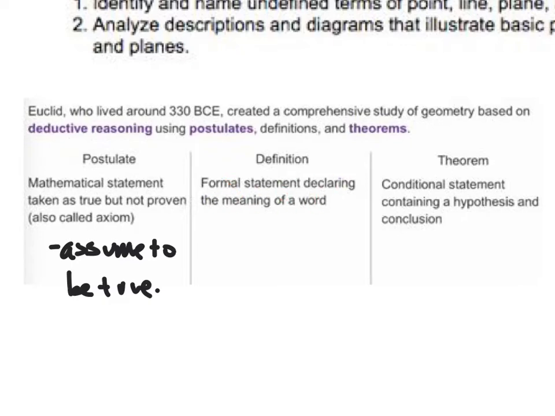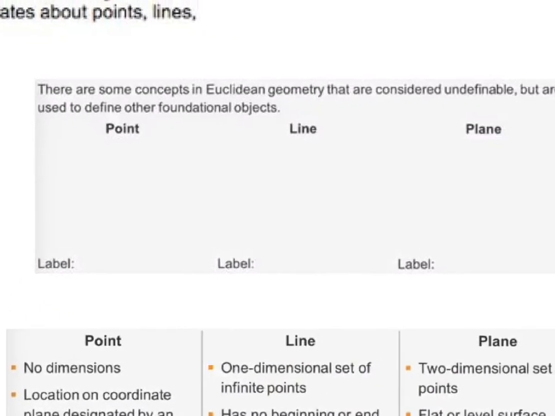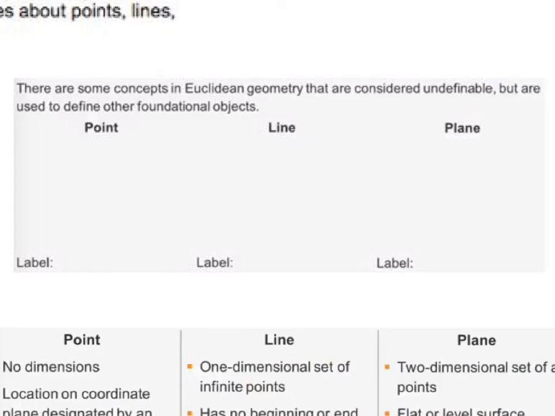So we use these postulates, the things we assume to be true, to then state a formal definition of something. And then a theorem is something that has to be proved. So we must prove it to be true. All right, so let's talk about a couple postulates that we have in this class and for this section.